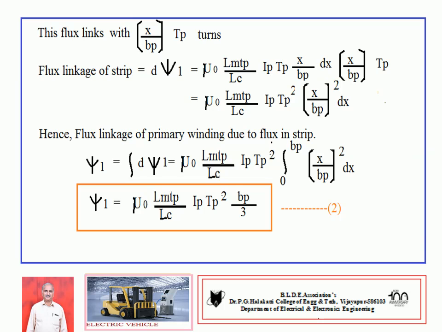Make the integration only for x by BP, which is the variable, and substitute the value. So xi 1 gives the total flux linkage of the primary winding: mu naught Lmt P by Lc, Ip TP square, BP by 3. Hence we are getting equation 2.